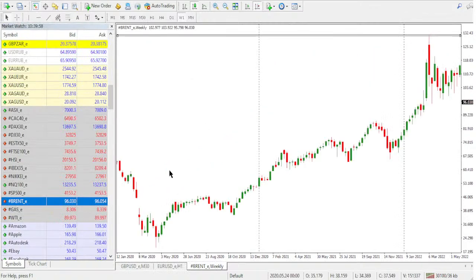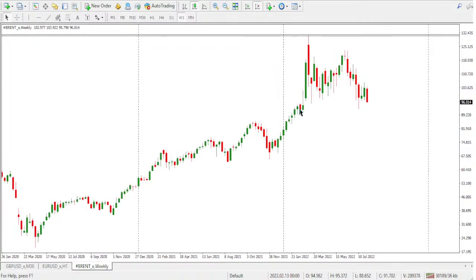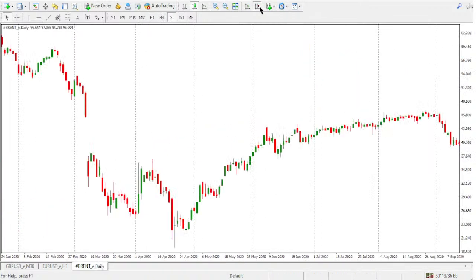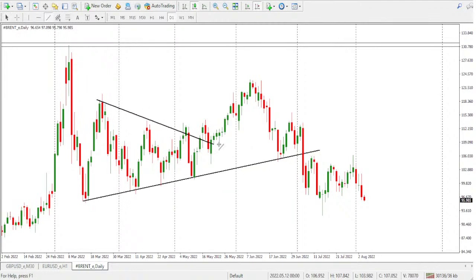The next chart is Brent oil. It looks like the Brent oil is headed for a sell. So we have that, then we have that, and then we have another.